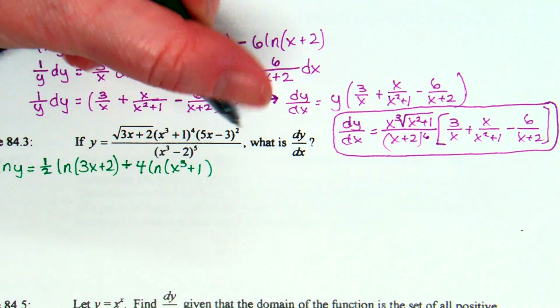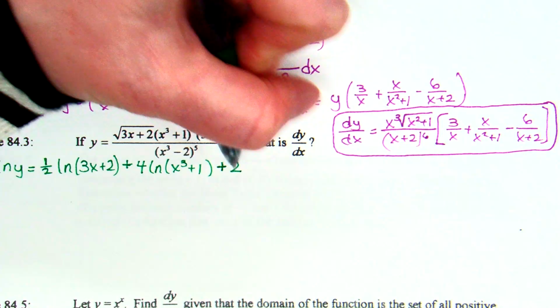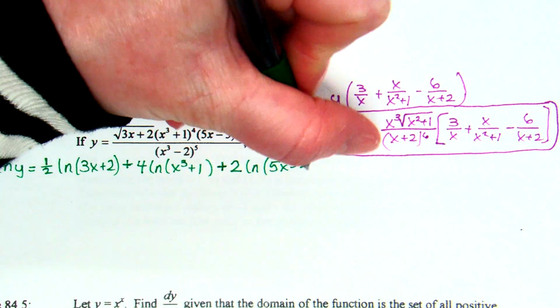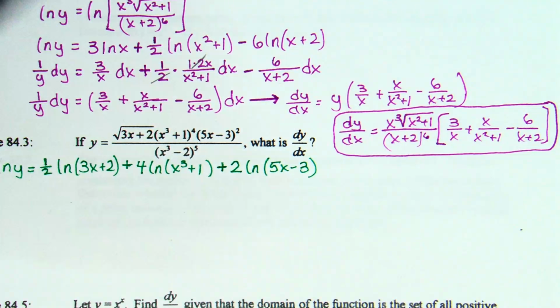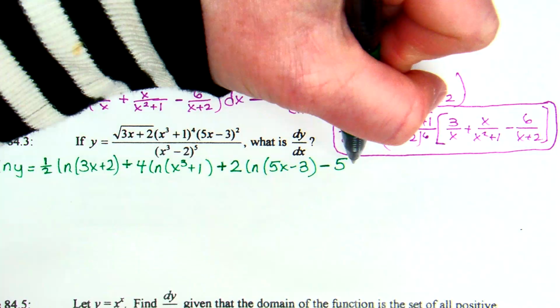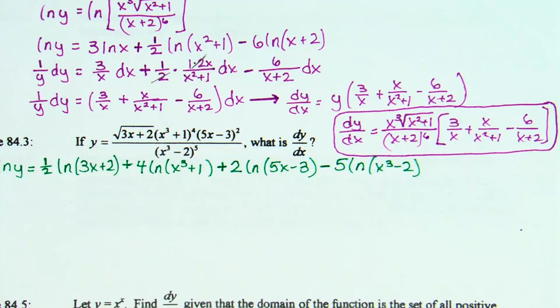It's plus 2 ln 5x. Got another multiplying, so we're going to add. Move that power of 2, so 2 natural log 5x minus 3. Denominator says we're going to subtract 5 natural log of x cubed minus 2.